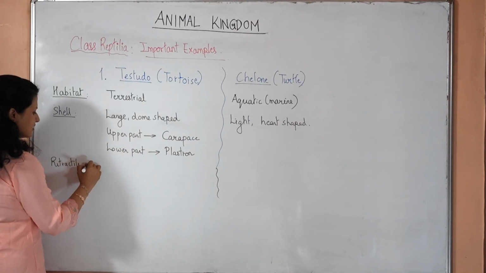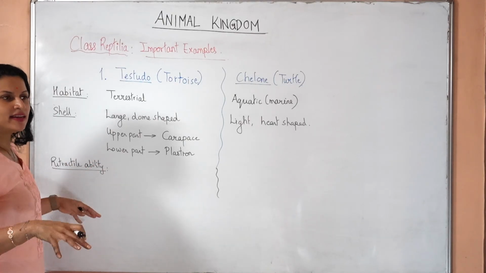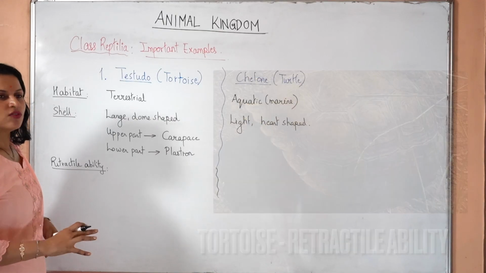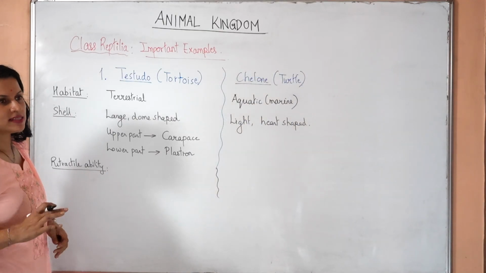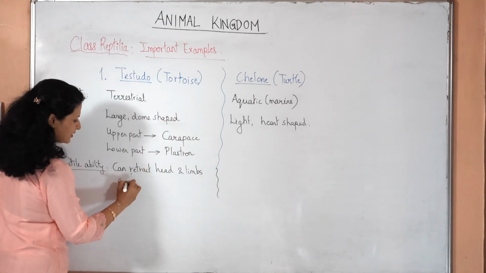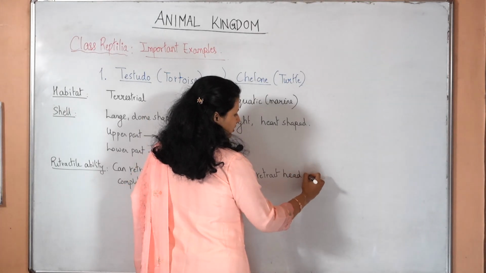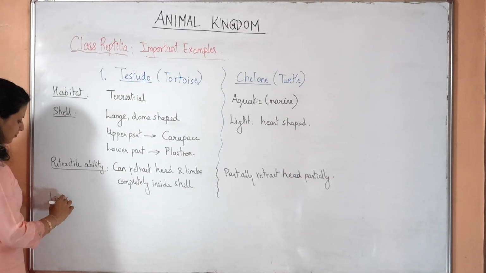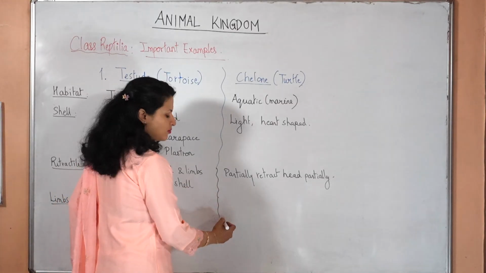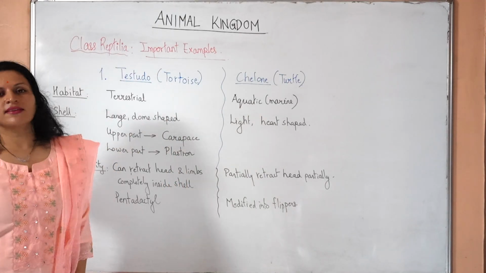Next, retractile ability. Tortoise is able to retract its head and its limbs completely inside its shell. However, the turtle can only retract its head partially inside the shell. Next, limbs in case of tortoise are pentadactyl, but in case of the turtle, they are modified into flippers for swimming. So these are the differences between tortoise and the turtle.